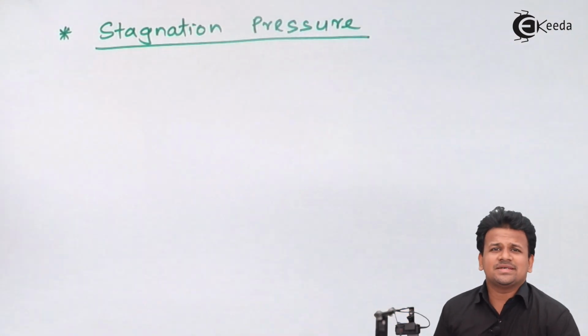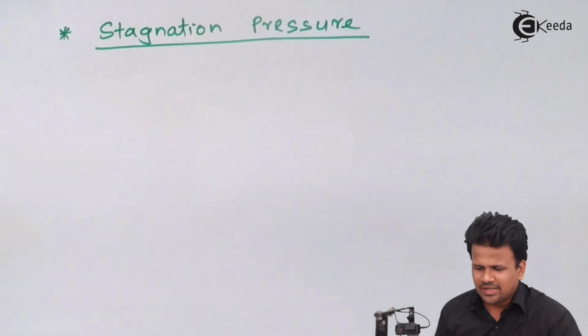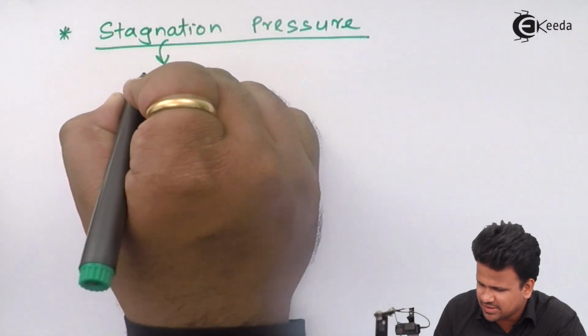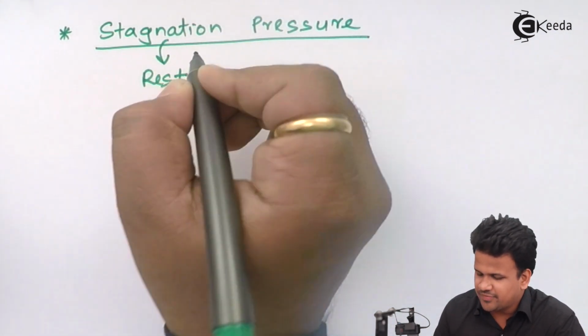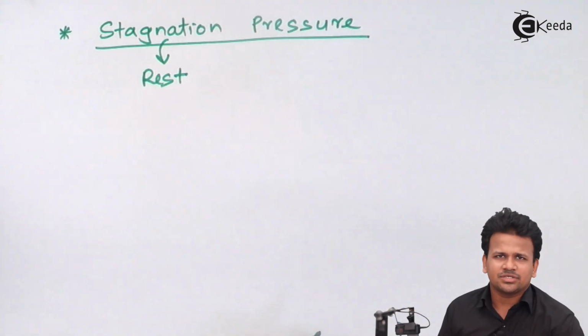Now, what is stagnation pressure? Let us understand this. We have already studied stagnation pressure. Stagnation means when something is at rest, and we have to calculate a pressure when it is at rest.